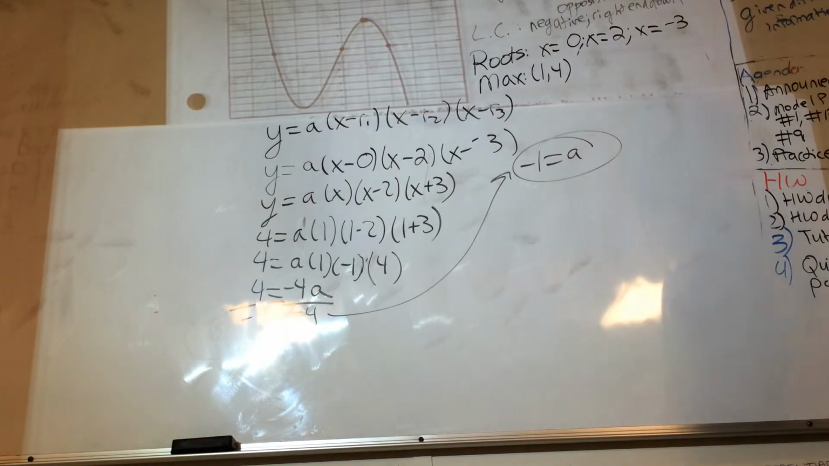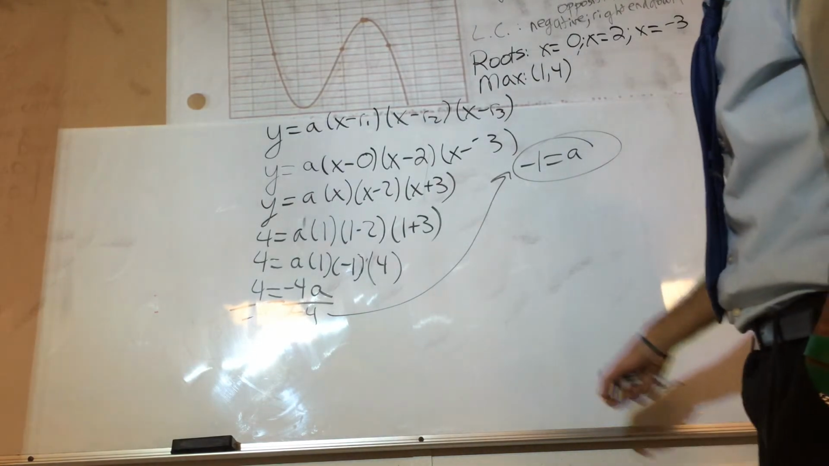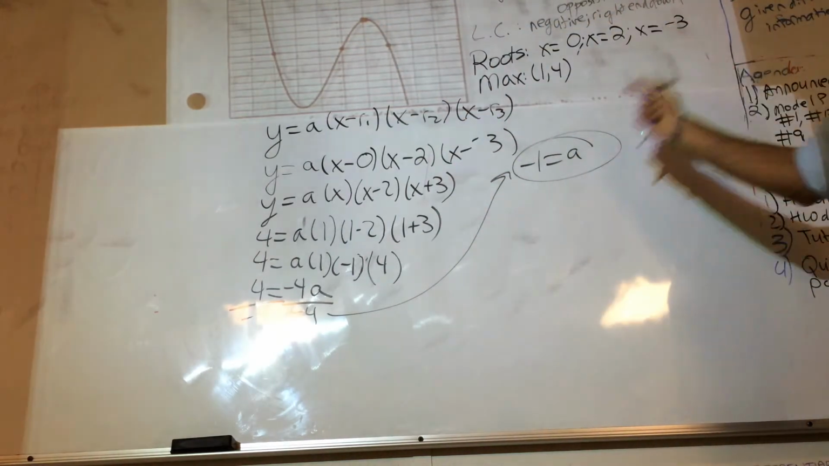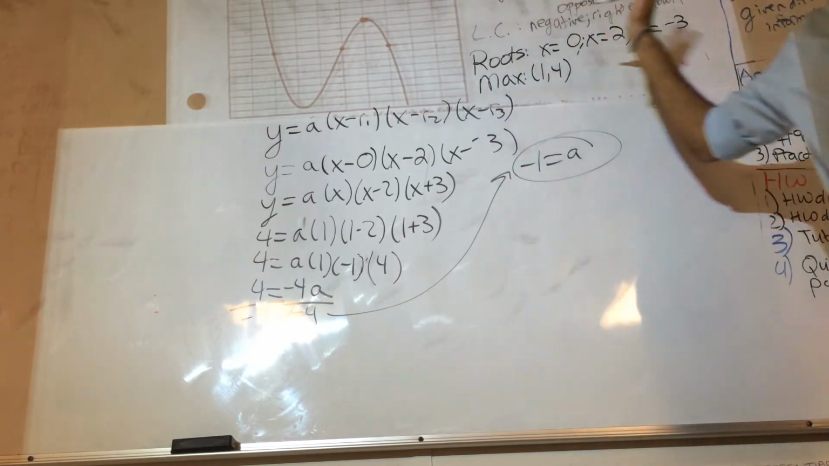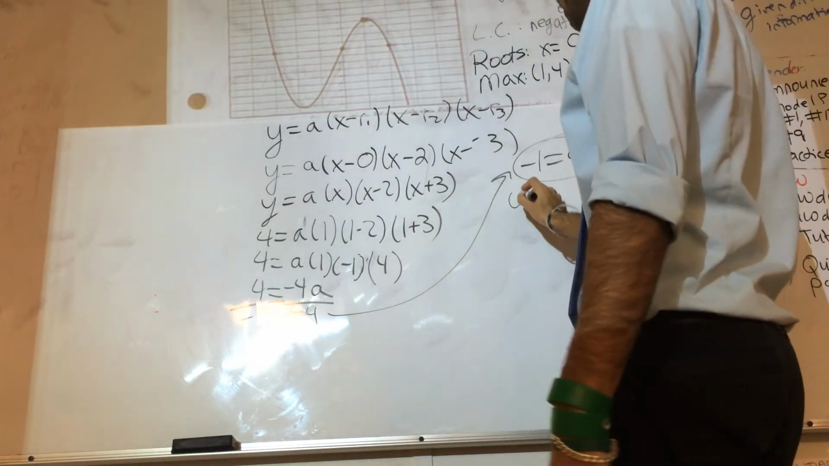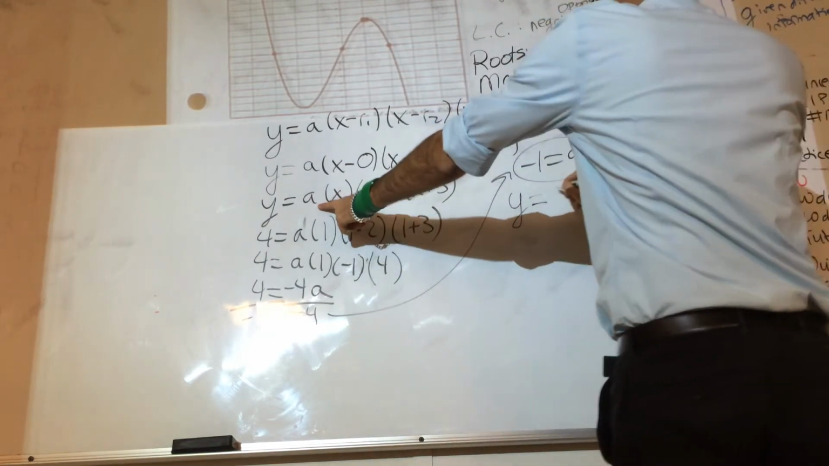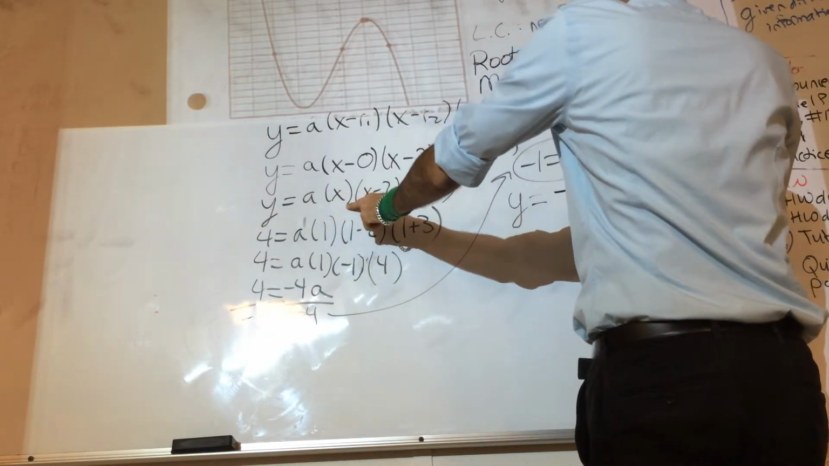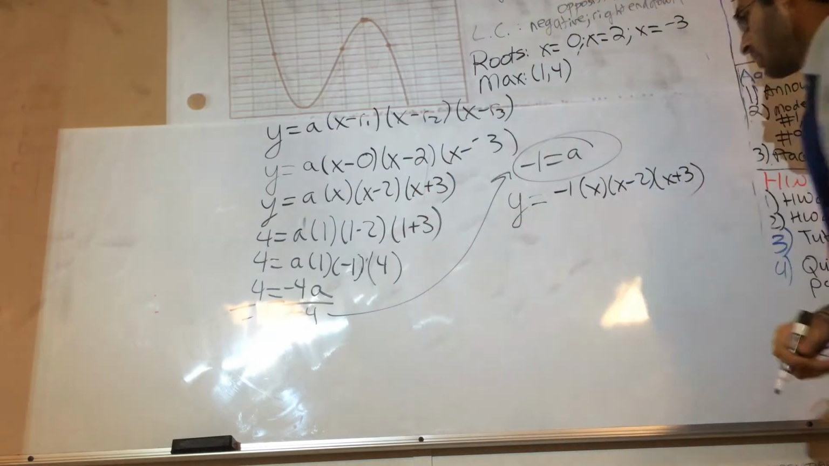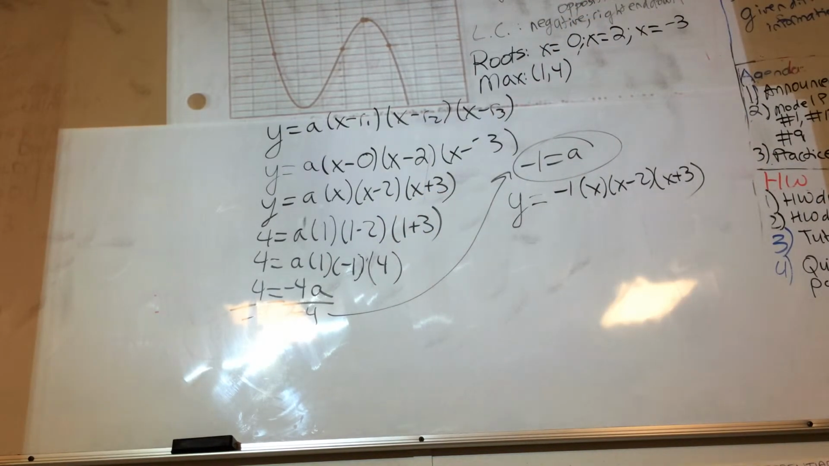Juan, go ahead. For the x and the y, so you're using your max to plug them in? Yeah, so I could have picked any point. Like this one was really obvious. It was 1, 4. Easy to pick that. And now I'm just going to write my equation. Remember, don't just leave it here. Go ahead and write the equation. And there you have it.